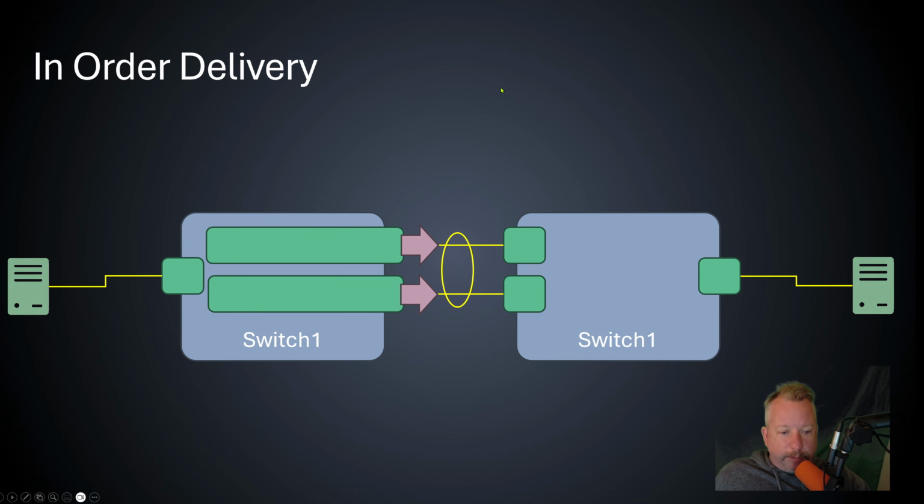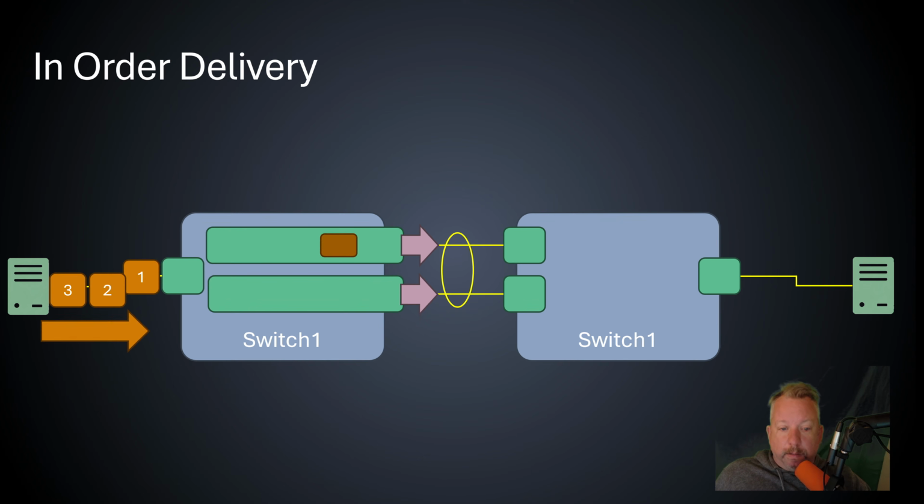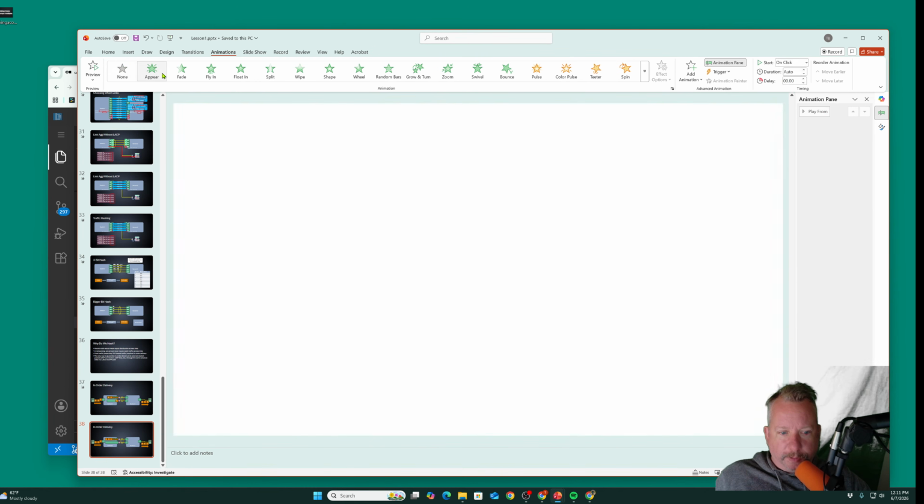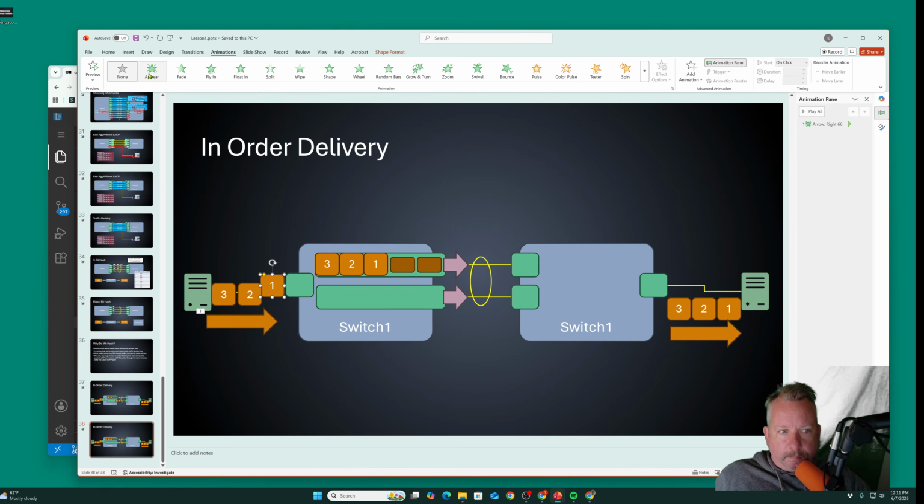so by doing a hash of the headers, we make sure that all related packets go across the same link. Therefore, they go in the same queue. So again, we send some traffic, 1, 2, and 3. I'll just start over. We send some traffic. It's 1, 2, and 3.